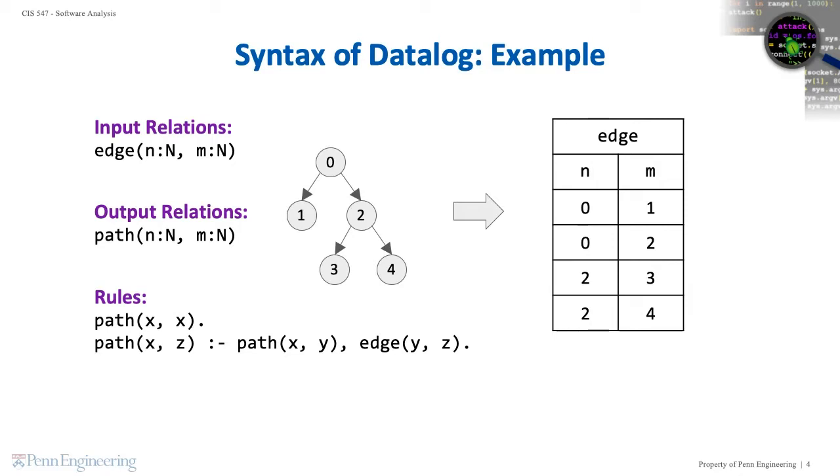The four tuples (0, 1), (0, 2), (2, 3), and (2, 4) are sufficient to establish the entire structure of the graph. The output of this Datalog program is a single binary relation called path(N, M), which is true if and only if there is a directed path in the graph from N to M. So, for the graph shown, the path relation should contain tuples (0, 4) and (0, 3), but not tuples (3, 0) or (1, 4).